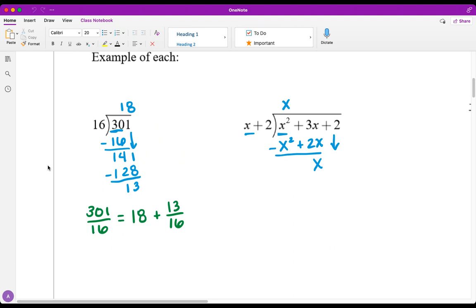And then we repeat. Now I'm asking the question, x divided by x, which is positive 1. So I put a 1 on top, and just like we did with long division, we then multiply only the new number times the divisor. So 1 times x plus 2 gives us the next row, and then you subtract.